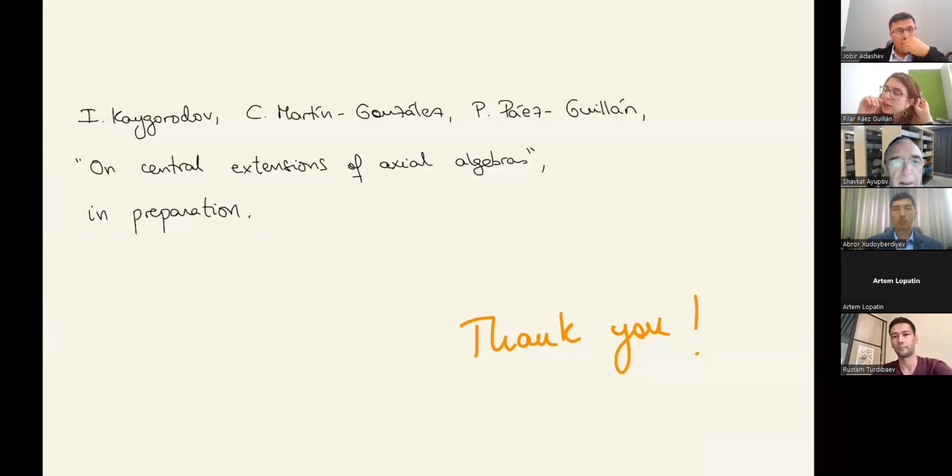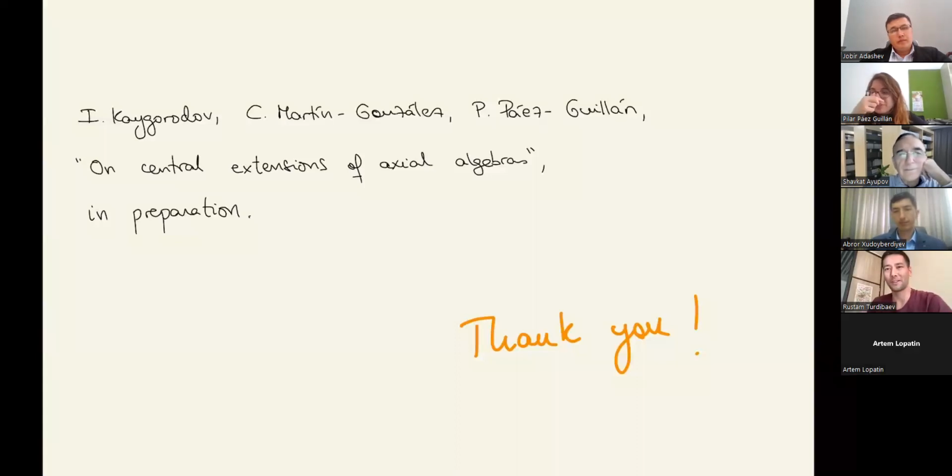And are they necessarily commutative or not? The original definition was with commutative algebras, but there are new generalizations working with non-commutative axial algebras. I think Rowen and Segev are working with them, and they have 2 or 3 papers. One of them is very recent.